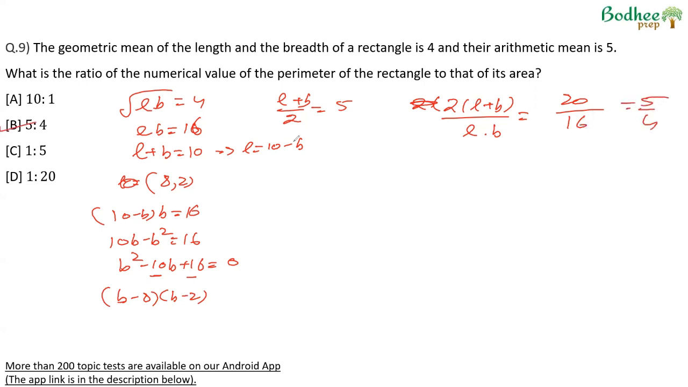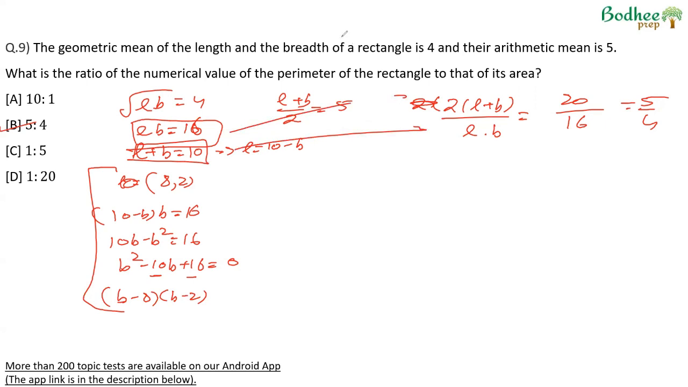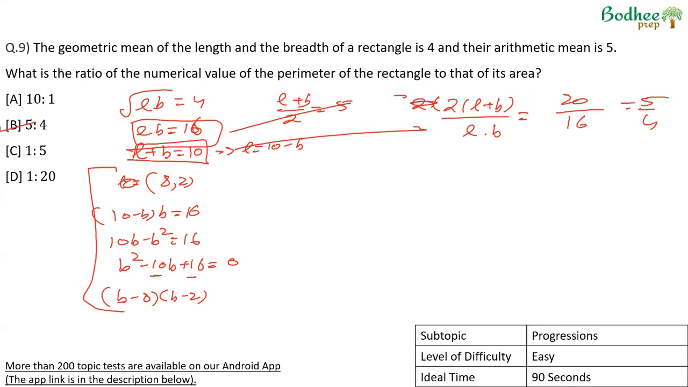Again, all of this calculation was not needed. We simply have LB as 16, L plus B as 10, put the values and get the answer, is all we needed to do. Easy question, not more than a minute and a half to solve. All we need to know is the formula for arithmetic and geometric means.